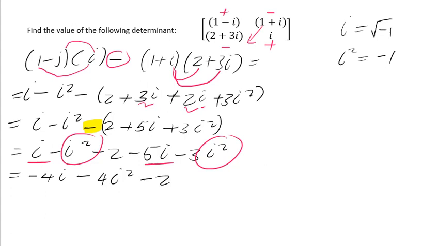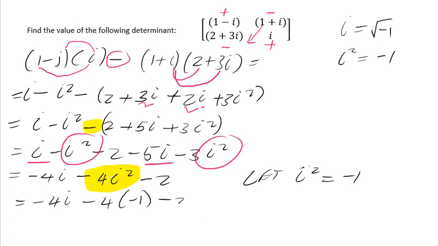Now, remember, I told you earlier that i squared is equal to minus 1. So where there's i squared, I'm going to put minus 1. So this will be equal to minus 4i minus 4 times minus 1 minus 2. Then minus 4i plus 4 minus 2.